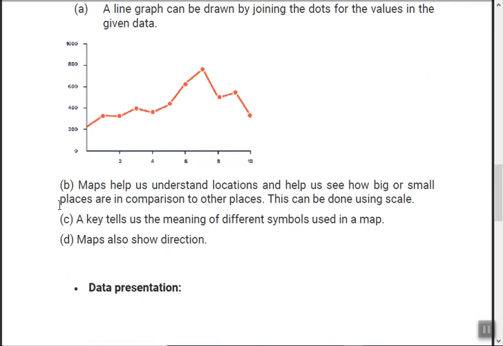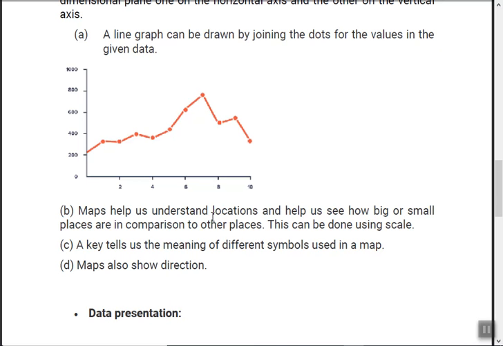Then maps help us to understand locations and help us to see how big or small places are in comparison to other places. Sorry, that was about maps. That's a separate thing altogether.